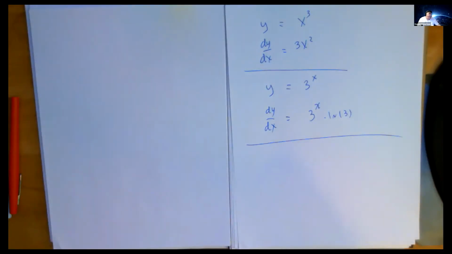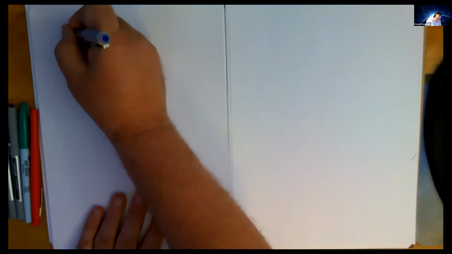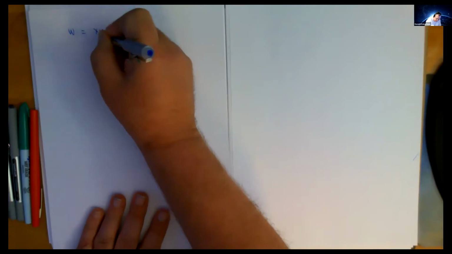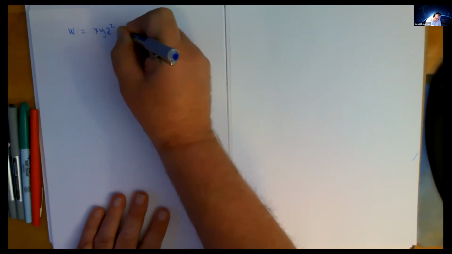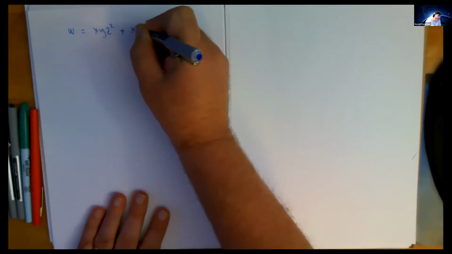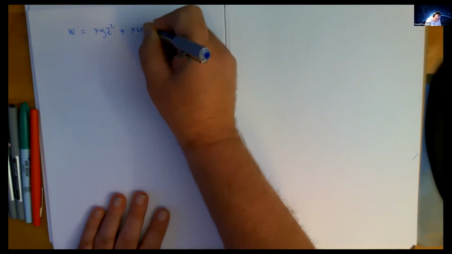Let's show you some other bits and pieces. There's lots of bits and pieces to partial differentiation. There are a lot more versions of it. Here's a version. That is not a 3-dimensional function. That's actually a 4-dimensional function. X, Y, Z are independent variables, and W is the dependent variable, right? So there's 4 of them.